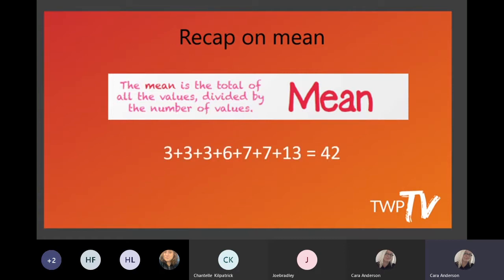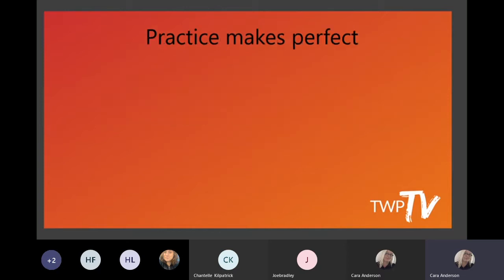So you've got a set of data, make sure you add them all together, and you are dividing by however many numbers there are. So in this example, the total of that amount added up is 42. There's 7 numbers to add up, so we divide it by 7. So the average number is 6.